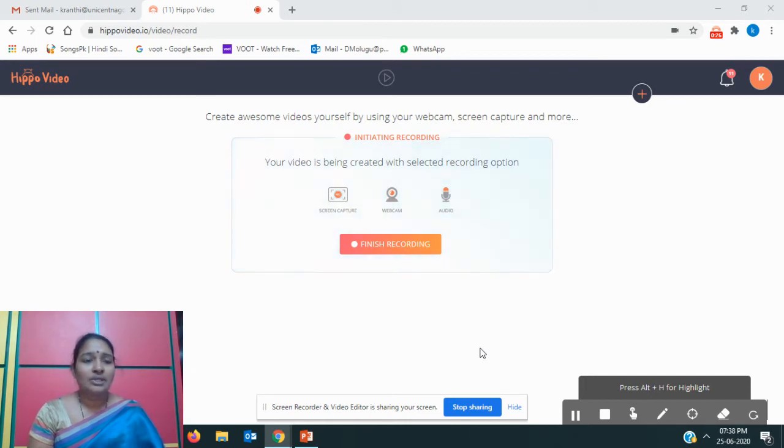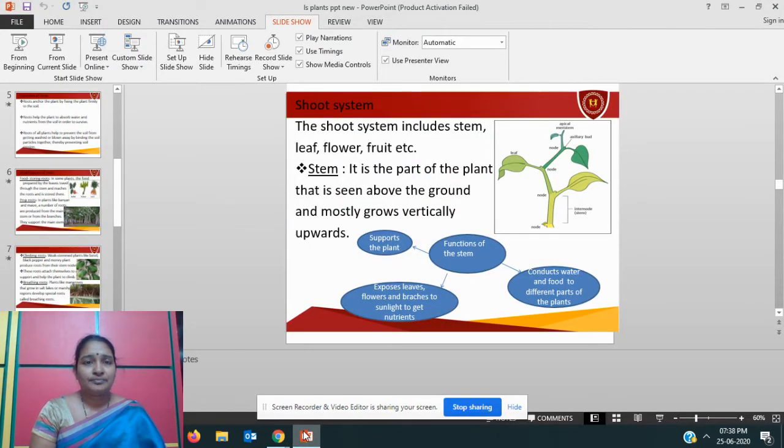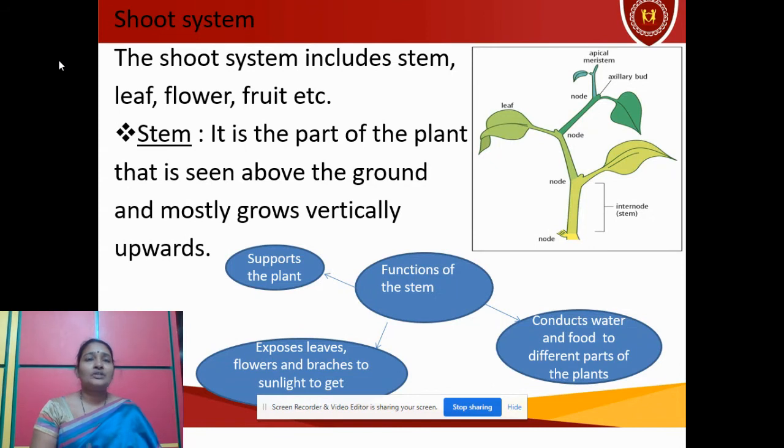Now we will see about the plants. So next, after the root system, we have the shoot system. It includes stem, leaf, flower and fruit. You can see the image of the shoot system which I kept. There you can see the leaves arising.